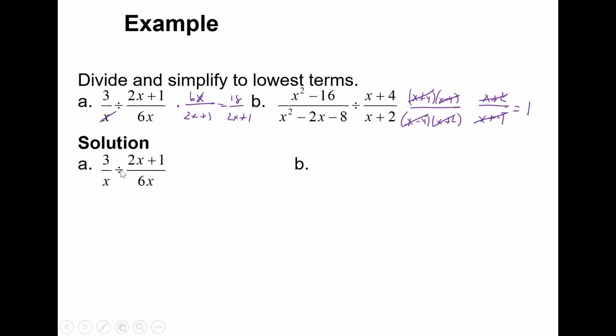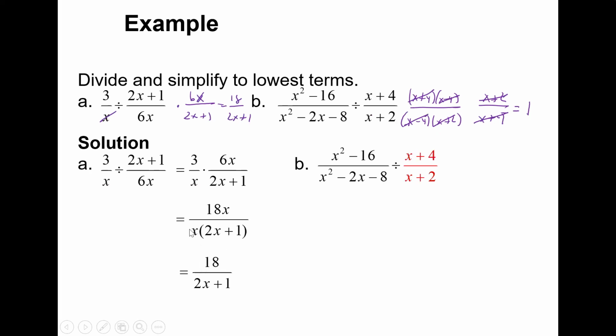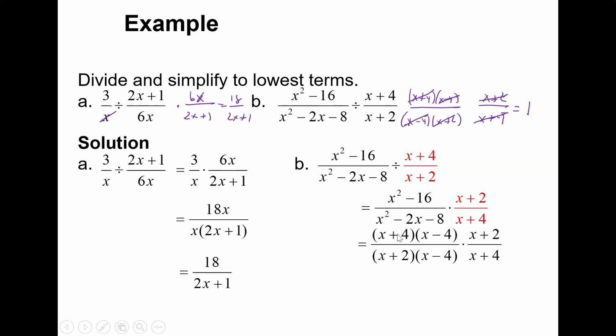And now we go ahead and show what they did here. Now they took 3 over x and multiplied by the reciprocal. Now they went ahead and multiplied. And now at this point, you cancel out your x's and you just get the 18 over 2x plus 1. All right, so here they're saying, hey, we've got to multiply by the reciprocal, so let's do that. Now we have to factor, and now we can cancel. And again, what do we have? Here it is. X plus 2, x plus 2, x plus 4, x plus 4, x minus 4, x minus 4. So we get 1.